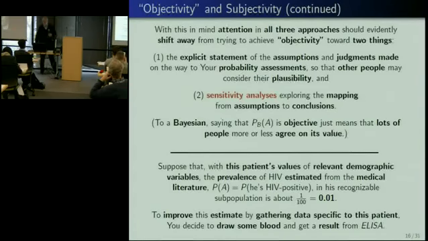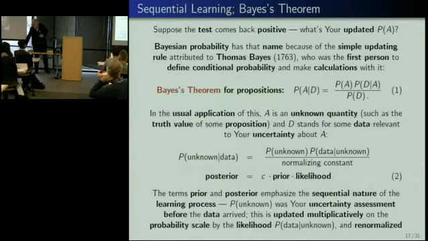So to improve this estimate, let's say we decide to draw some blood and get a result from ELISA. I'm not going to talk about Western blot yet. Let's just talk about ELISA. Now, suppose the test comes back positive. The question now becomes, what is your updated probability that that true-false statement, A, that the guy really is HIV positive, what's your updated probability that that true-false statement is true?